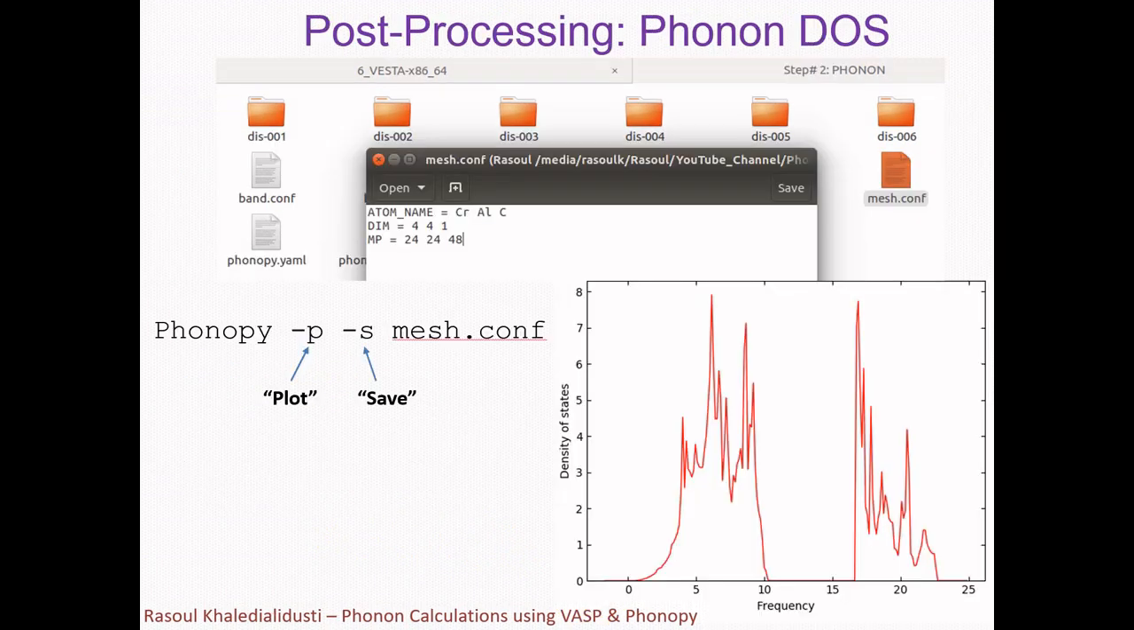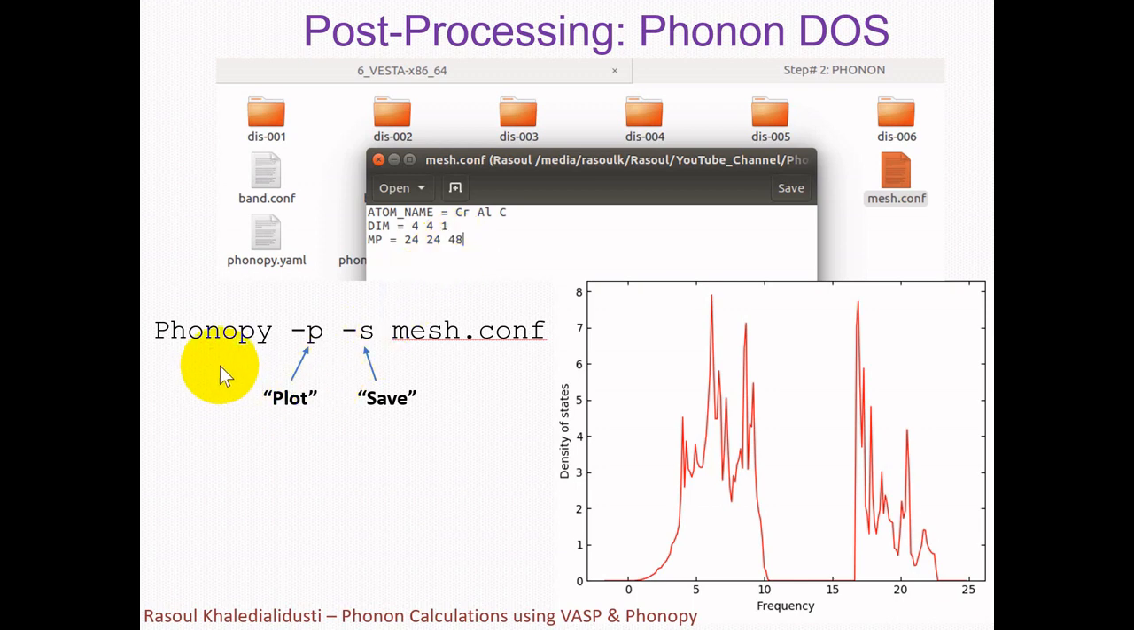After creating force sets, we can calculate the phonon density of states. The phonon density of states is calculated by setting a file name, for example, here mesh.conf. The first line of this file is the atom names, and I have here 3 elements: chromium, aluminum, and carbon. The second line is the dimension of the supercell, which I have here as 4 4 1, and the third line is the grid points, which is 24, 24, and 48 in the x, y, and z directions.